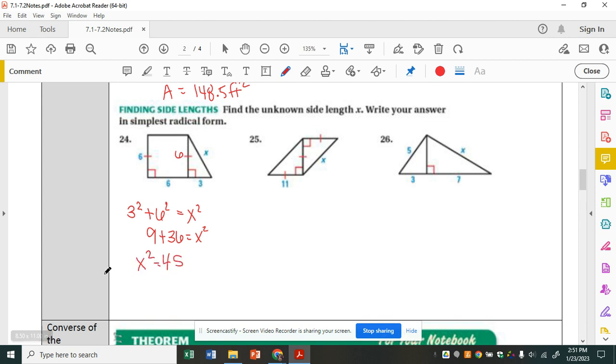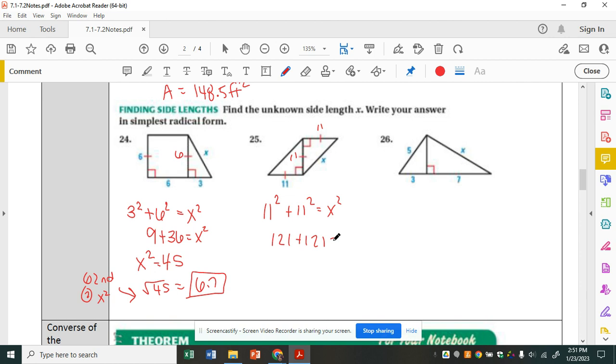And again, this is where you would hit the second button, and then you would hit the x squared button so you can get that radical. So when you plug in the radical, or the square root of 45, you should find that x is equal to 6.7. Okay, same idea on 25. We have all of these tick marks here. That means this side length is 11. This side length is 11, right? Same idea. x is our hypotenuse, so I'm going to set it up as 11 squared plus 11 squared equals x squared, which is 121 plus 121 equals x squared, which means I have x squared equals 242.